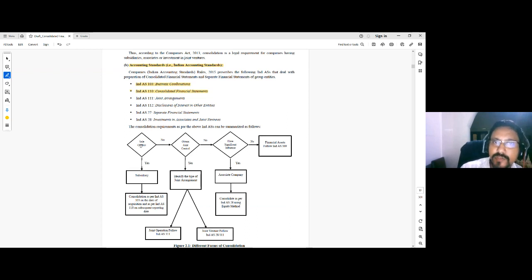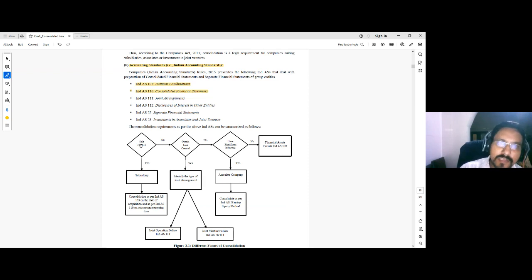Now, if your answer to the question is no, that means the entity is not under my sole control, nor is it being jointly controlled by me with another party, then ask whether I am having significant influence on that other company or not. By significant influence, we mean that I am holding 20% to 50% of the voting rights of the company, or by virtue of an agreement, I can participate in the business decisions of that other company. If your answer is yes, then that other company is your associate company, and in that case, consolidation will be done as per Ind AS 28. The method is known as the equity method.